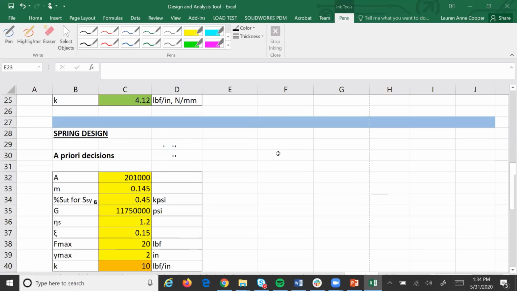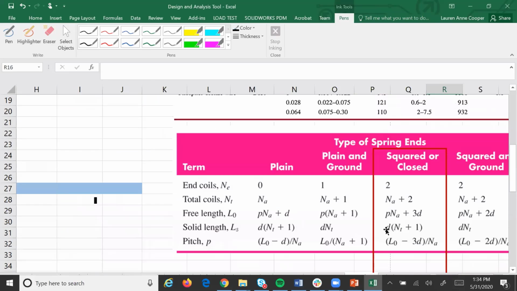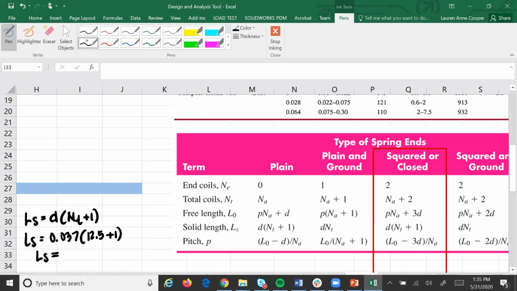So to estimate the solid length of the spring, we go back to this table here. So for squared or closed ends, the solid length LS is D times NT plus 1. So LS equals D times NT plus 1. Our wire diameter, 0.037. And then we had 12.5 total turns plus 1. So we get 0.4995 or 0.5. So that's the closed or the solid length when all of the coils are touching.